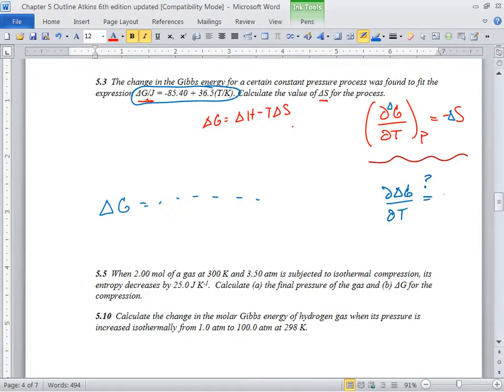That's the question. If true, then we can write our answer right away. Take the partial of this guy.